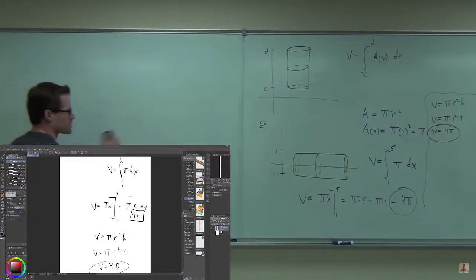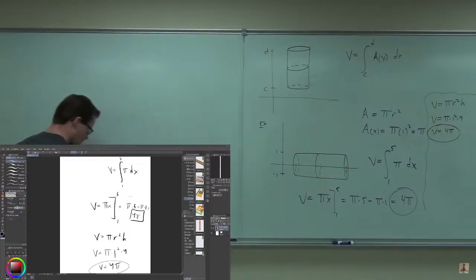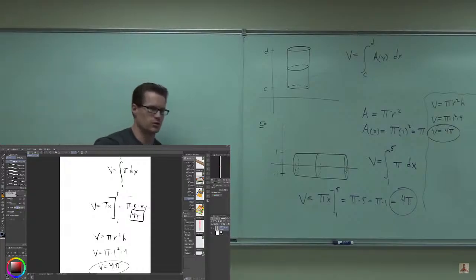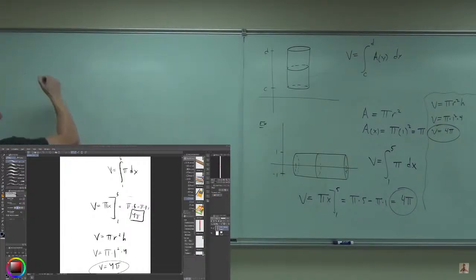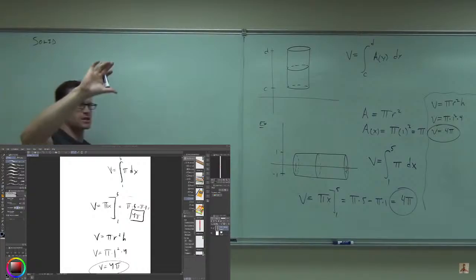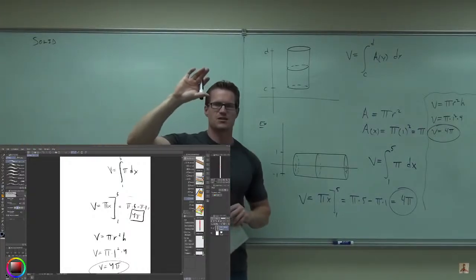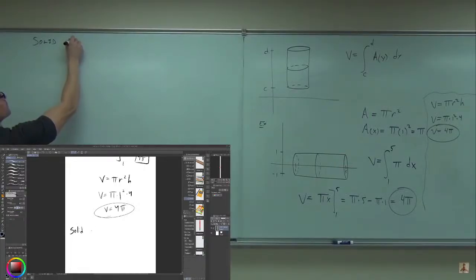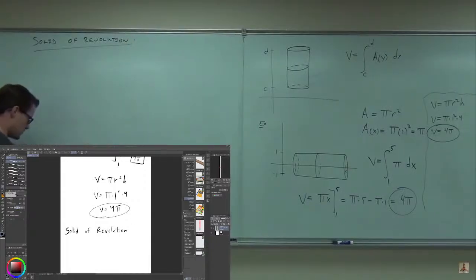And what we're going to call this subsection is a solid of revolution. A solid of revolution means the solid you get if you take some piece of paper or solid shape and revolve it around an axis. You're going to get a solid of revolution. Let me give you a for instance here.